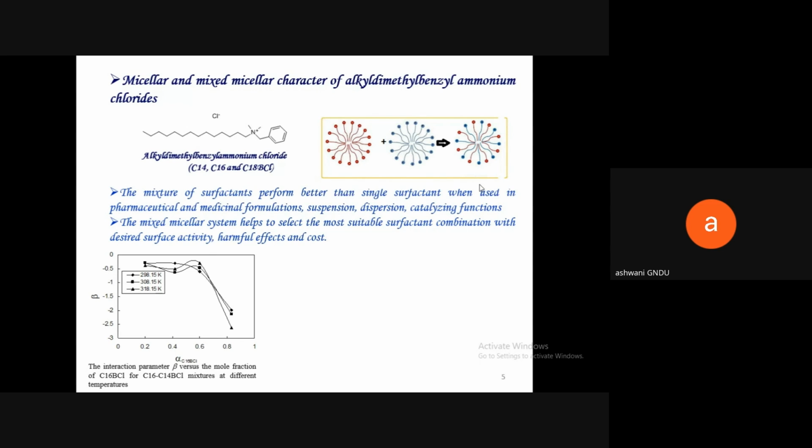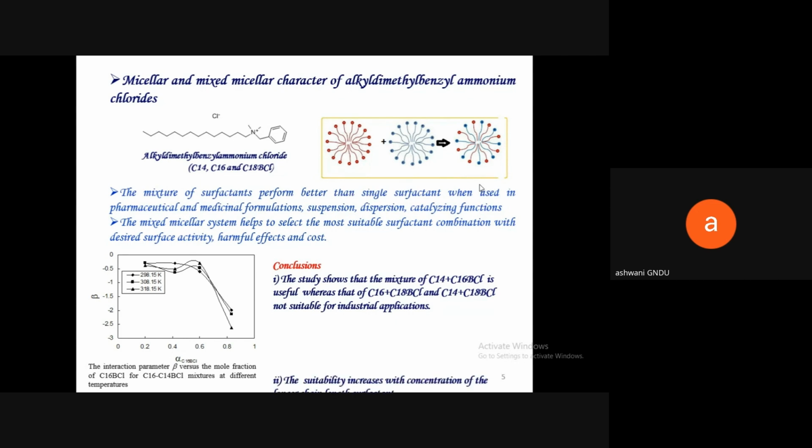These are the various interaction parameters which we have obtained using these mixtures. And from these observations, we have concluded that the mixture of C14 and C16, meaning carbon 14 and 16, is useful for the applications, whereas the other two combinations are not suitable for industrial applications. Next, we observed that the suitability increases with the concentration of the longer chain length surfactant.